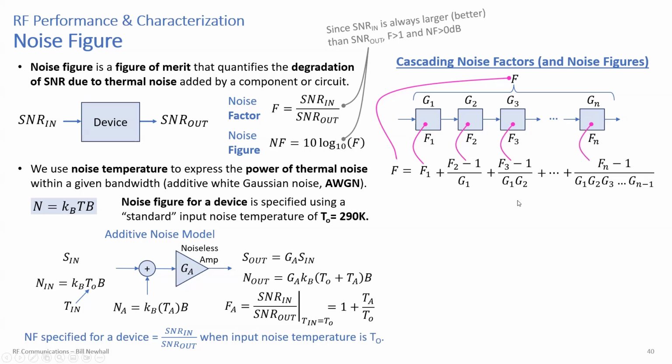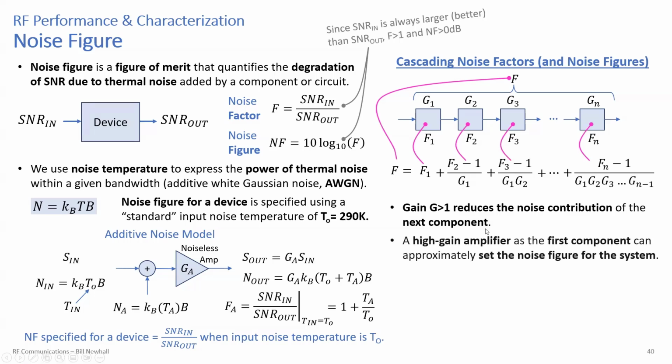Okay, so something to notice here is that a gain greater than 1 reduces the noise contribution of the next component. For example, F2, the second component, well, there's a minus 1 in there, but its contribution is divided by G1. So if the first gain is big, then that significantly reduces that second component's contribution of noise.